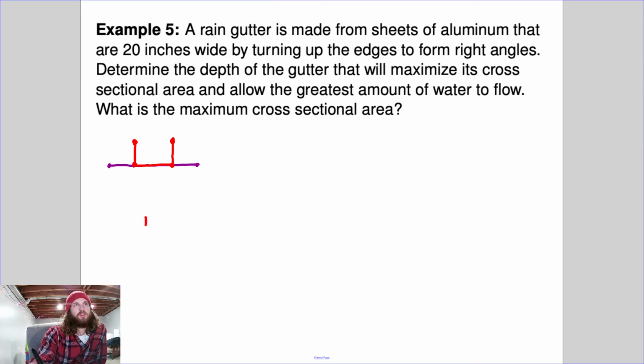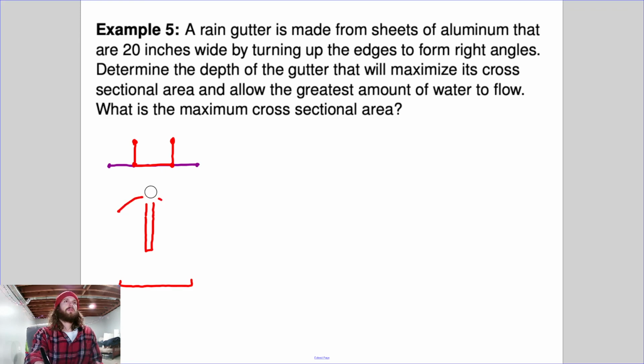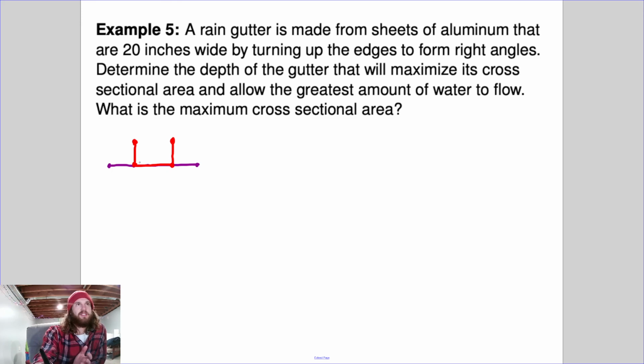Okay? And basically, you could do a lot of things with your gutter, right? This is a very similar question. You're trying to decide how to fold your gutter. You could make your gutter really, really tall, but it's not going to hold a ton of water. You could also make your gutter extremely wide, but that also wouldn't hold a ton of water. So the question here is asking us to determine the depth of the gutter that will maximize the cross-sectional area. If we maximize the area of our gutter, then we're maximizing the amount of water that it can hold and flow down. So let's go ahead and do that math.